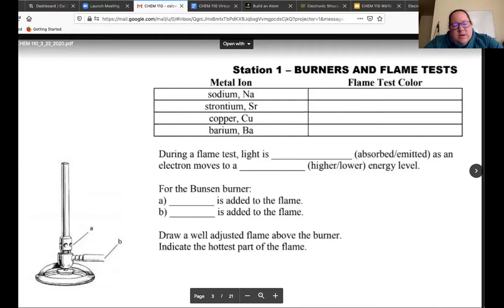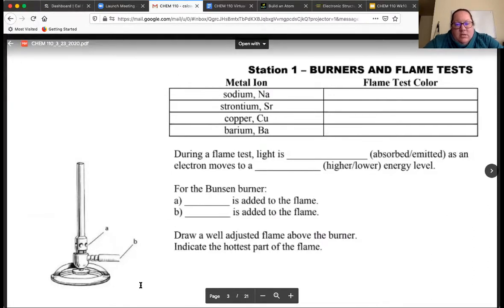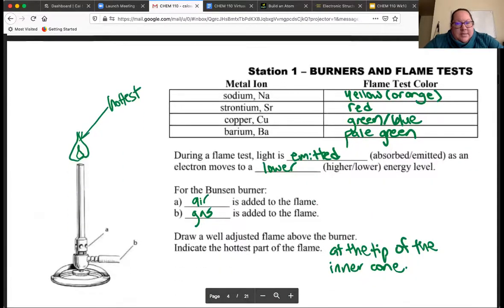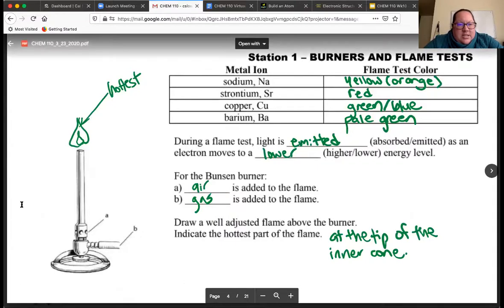A Bunsen burner is one of the tools that we see in a chemistry lab. You have air that we add here. There are holes. And then you have gas, that's usually the fuel that you add. That is what we have in part B. If we're thinking about our flame and what's hottest about our Bunsen burner, we can actually see that here. So you're going to love my Bunsen burner flame. Air is what we're adding at part A, gas is what we're adding at part B.